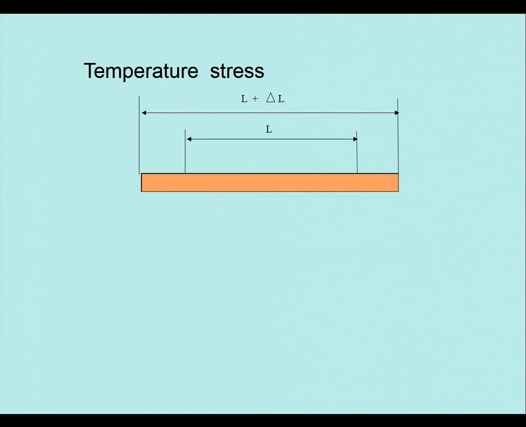So if we're now assuming that, and that's your stress strain curve, I've now got somewhere up here a strain which is delta L over L.